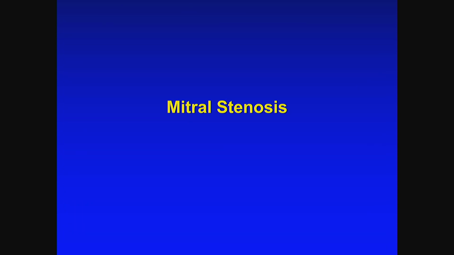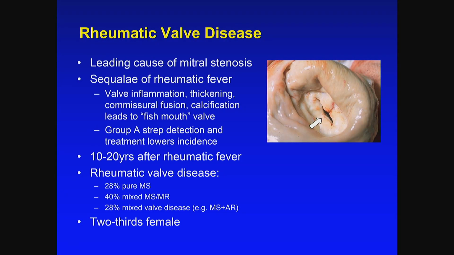With that summary of mitral regurgitation behind us, let's now move on to mitral valve stenosis. Now, the leading cause of mitral valve stenosis worldwide by far is rheumatic valve disease. Rheumatic valve disease can affect any of the heart valves and is a consequence of rheumatic fever. Rheumatic fever leads to valve inflammation and thickening, fusion of the commissures of the valve and the valve leaflets, and calcification that leads, in this case of the mitral valve, to a fish mouth appearance of the valve.